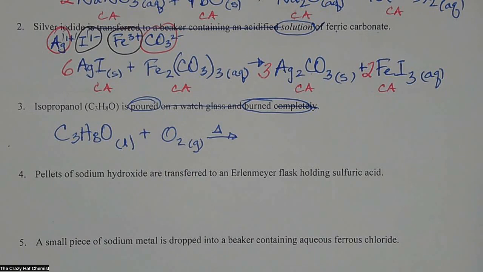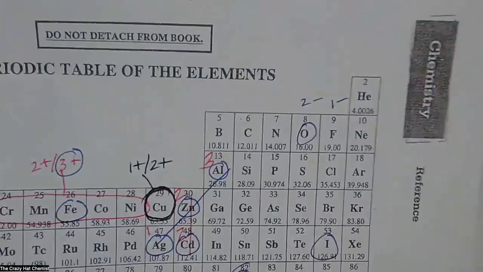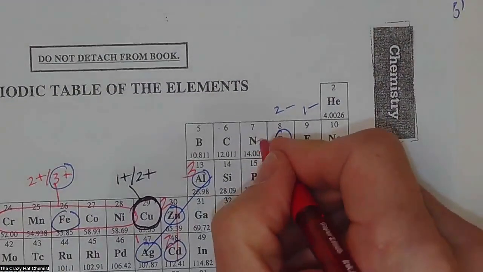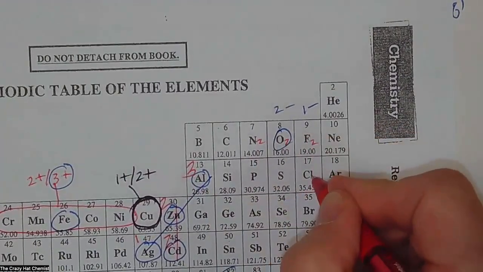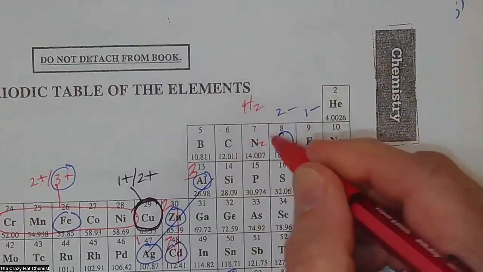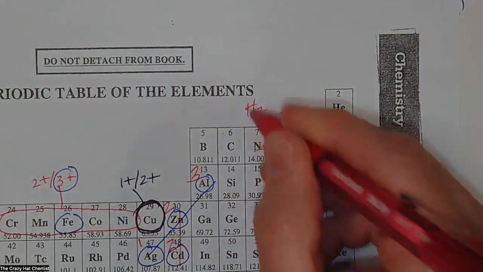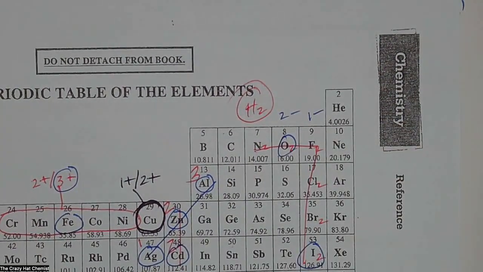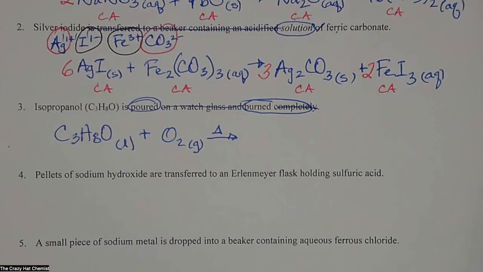By the way, just to highlight, which are the diatomics? The diatomic elements are N2, O2, F2, Cl2, Br2, I2, and H2. It's these seven. Those are the diatomics. So when those elements are by themselves, they're in that diatomic format.